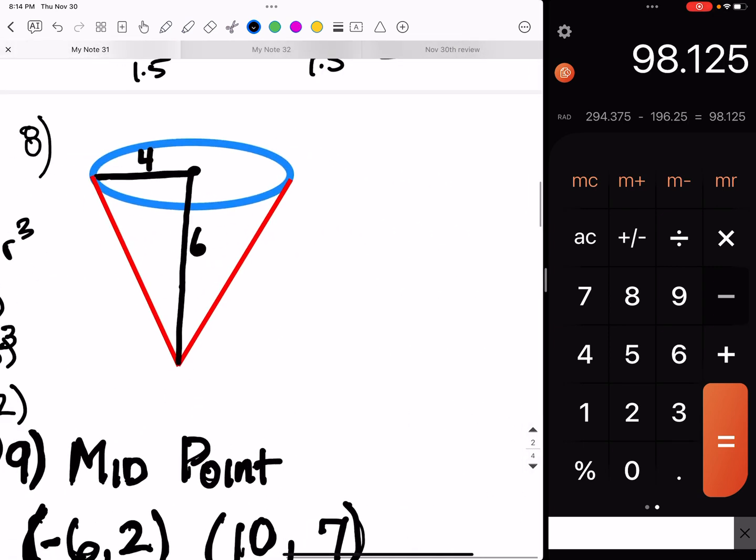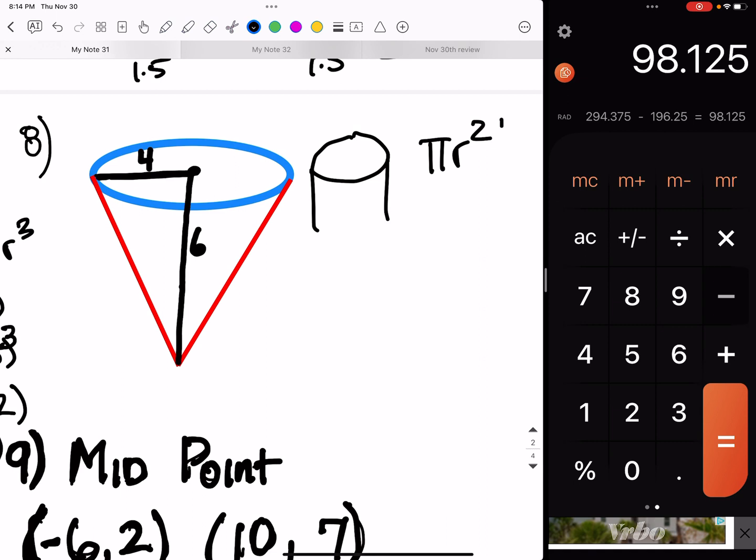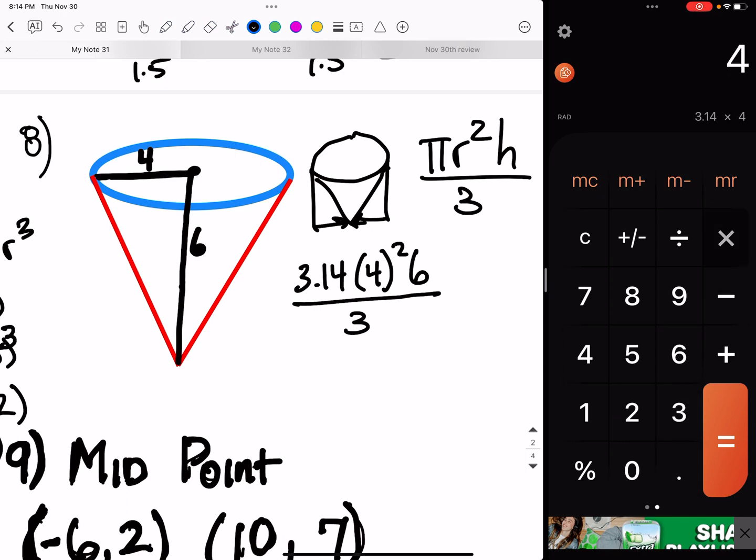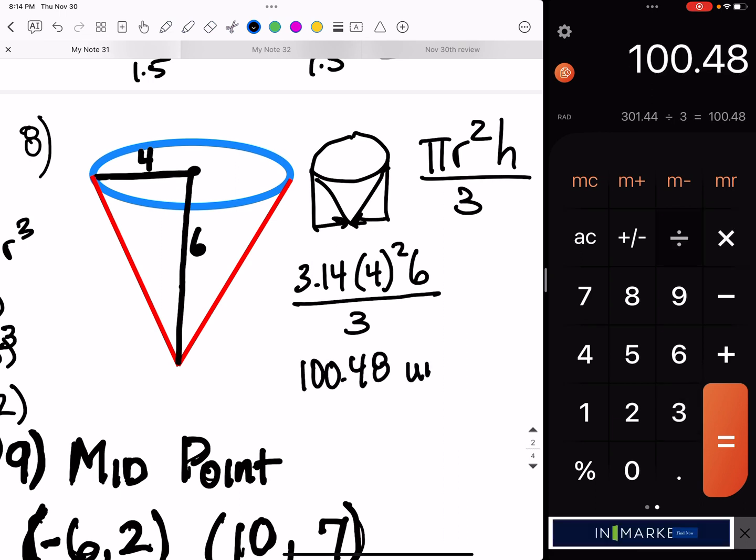All right, this one's easy. If I want to make a cone, I start with a circle, pi r squared. I give it some height, so I multiply by height, but then I crush it to a point. When you crush something, you divide by 3. Pi is 3.14. The radius is 4 to the second power. The height is 6, and I'm going to divide by 3. 3.14 times 4 times 4 times 6, divided by 3, equals 100.48 units cubed.